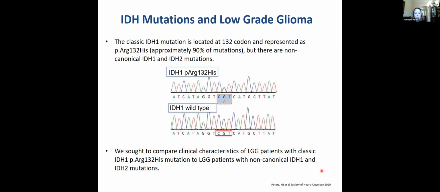So recently, I was able to present some of our research at the Society of Neuro-Oncology, and we looked at how this gene could be mutated. The traditional or classic mutation is at the 132 codon, which leads to a mutation from arginine to histidine. And that's approximately 90% of the mutations. But there are other mutations in these genes, the IDH1 and IDH2 genes, that are considered non-canonical. And so we sought to compare the clinical characteristics of low-grade glioma patients that had that classic mutation versus ones that had the non-canonical or the IDH2 mutation.